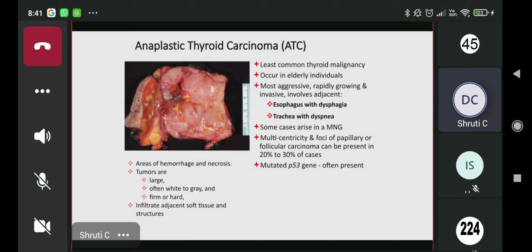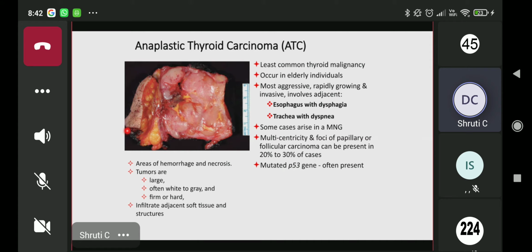And lastly, anaplastic thyroid carcinoma, it is the least common malignancy. It occurs in very elderly individuals, most aggressive, rapidly growing. It can cause dysphagia and dyspnea when it involves the esophagus and trachea. The mutation is in the P53 gene. There will be large areas of hemorrhage and necrosis in the gross.